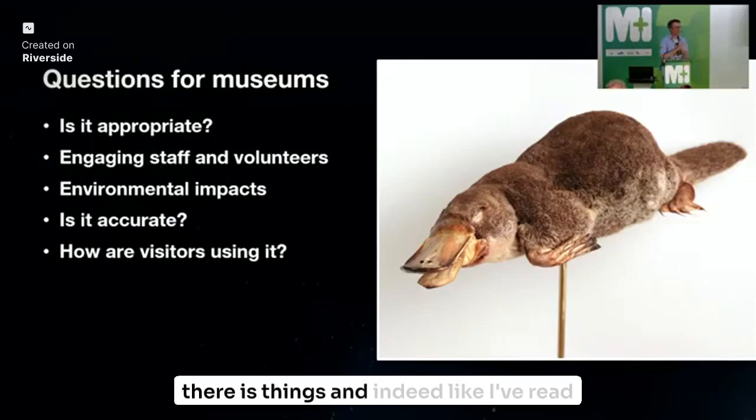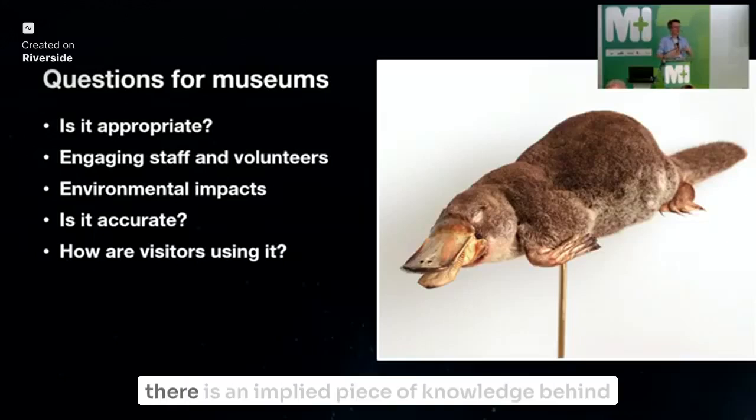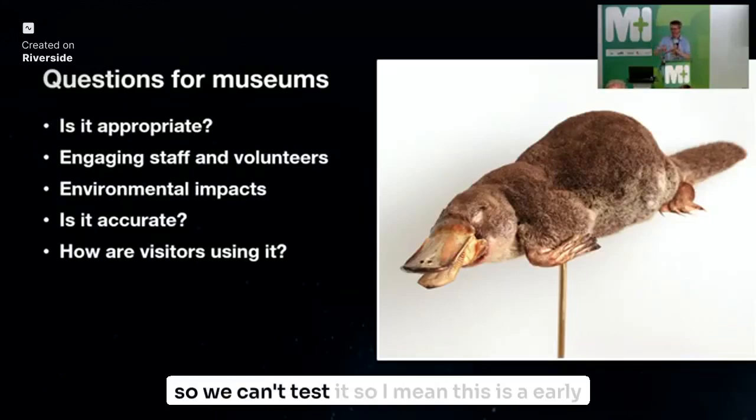There are things, like I've read something that it said, and as a zoologist, I think, well, that's not true. And then I look it up, and actually it was true. But it's inferred information that I think it's slightly sketchier on. So when there is an implied piece of knowledge behind a statement, the testing model can't pick it up as a statement of fact, so we can't test it. I mean, this is early stages, but it's things to think about.